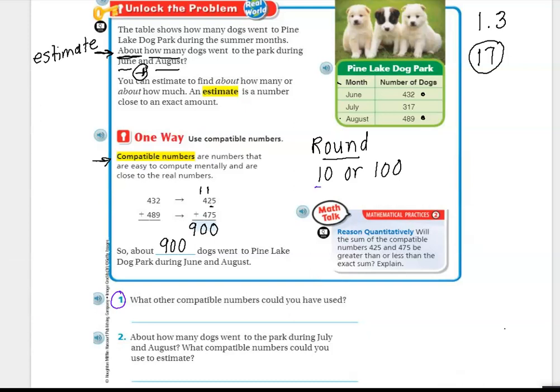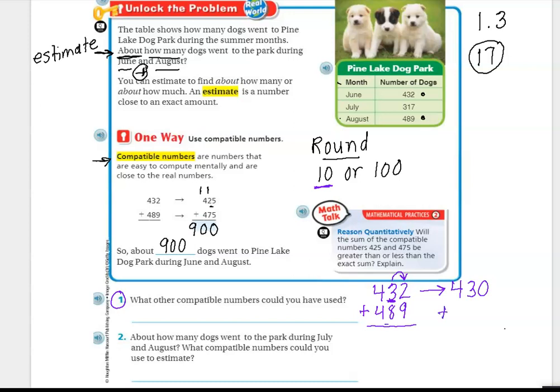So let's try rounding to the nearest 10. So we'll take our same problem, 432 plus 489, and let's round those to the nearest 10. So I underline the place that I'm rounding. I look next door. If we have 5 or above, we give it a shove and move the 10 up to the next number. If it's 4 or below, we let it go and change the rest to all zeros. So it is less than 5. So we're going to change 432 to 430.